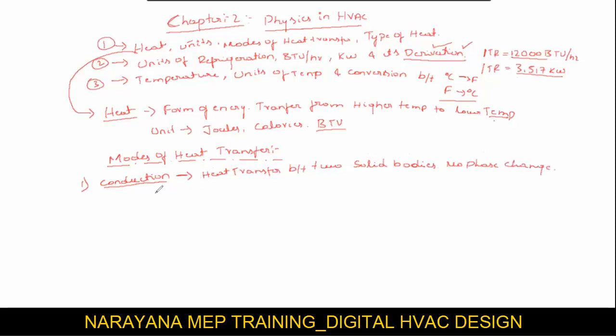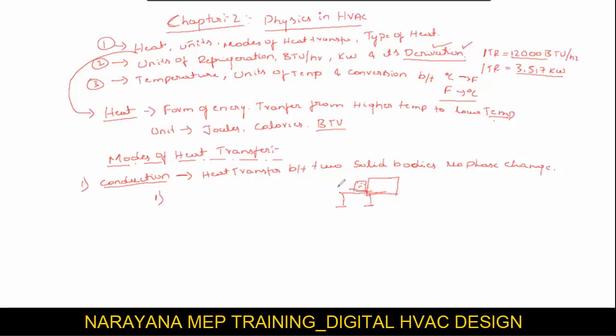Let us give some examples. When you keep a hot metal beside anything, it may be wood. Wood is an insulator, but it is a solid body, and if you touch the surface, then you feel hotness. Or if you place it on any table, then afterwards you take it out and you can feel that it is hot. So this is basically conduction.